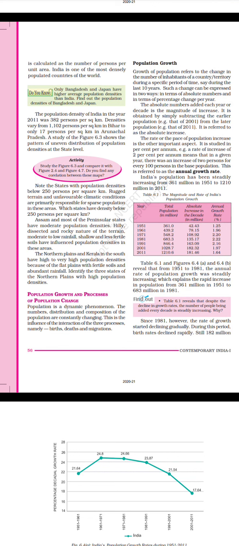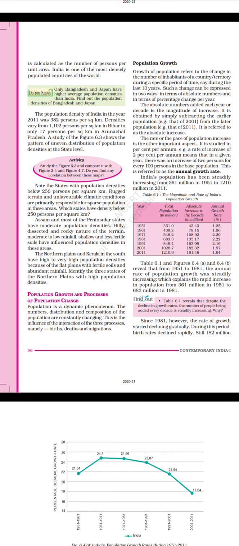Table 6.1 and figures 6.4a and 6.4b reveal that from 1951 to 1981, the annual rate of population growth was steadily increasing, which explains the rapid increase in population from 361 million in 1951 to 683 million in 1981. Find out: Table 6.1 reveals that despite the decline in growth rates, the number of people being added every decade is steadily increasing. Why? Since 1981, however, the rate of growth started declining gradually.